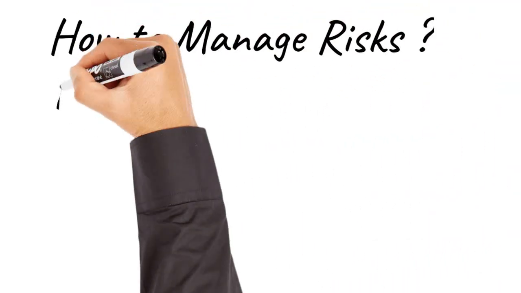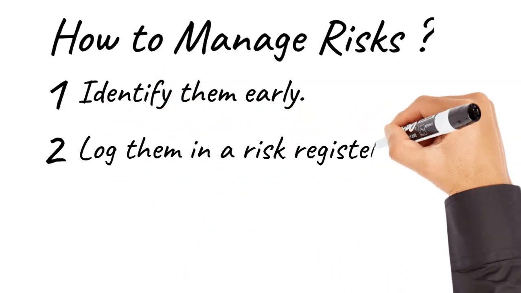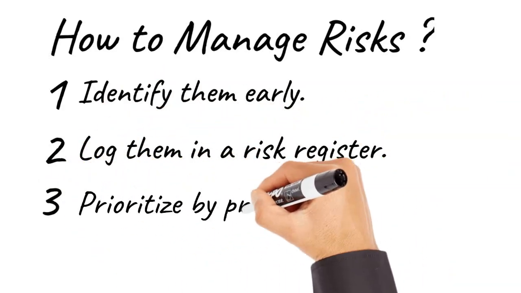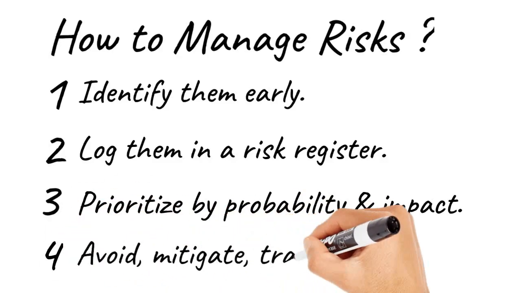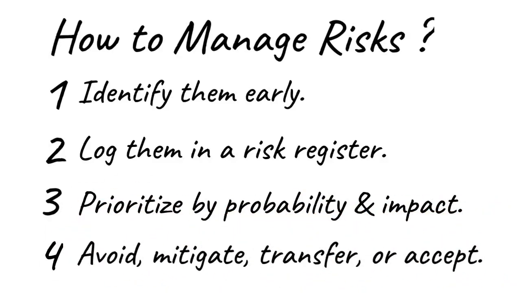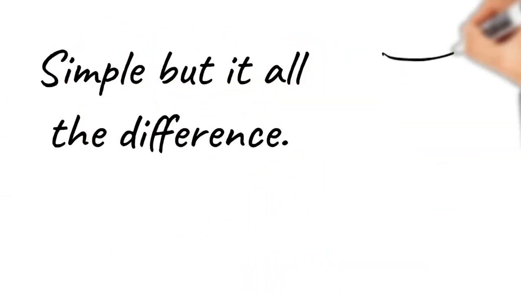1. Identify them early. 2. Log them in a risk register. 3. Prioritize by probability and impact. And 4. Plan responses. Avoid, mitigate, transfer, or accept. Simple steps, but they make all the difference.